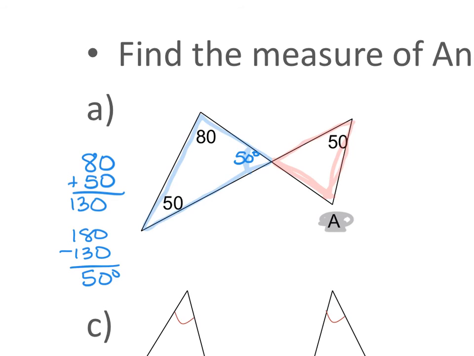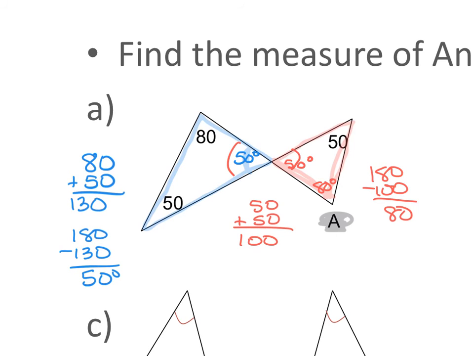Now on the other side of this bow tie, realize that these are vertical angles. Vertical angles are congruent, so the other side here, this angle is also 50 degrees. And now to finally get to the question they wanted me to answer, what is the measure of angle A? I can now take 50 plus 50, add them, subtract that sum from 180, and my missing angle is 80 degrees.